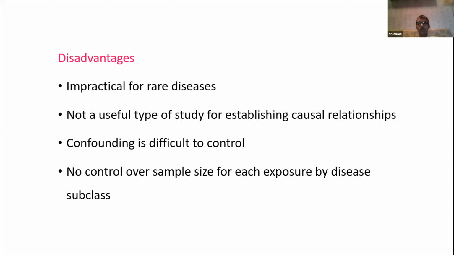There are several disadvantages. It is very impractical for rare diseases, not a useful type of study for establishing a causal relationship, confounding is sometimes difficult to control, and there is no control over sample size for each exposure by disease subclass.